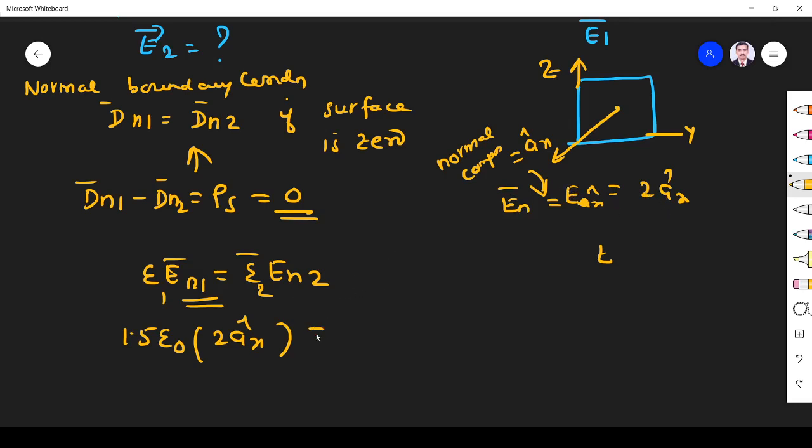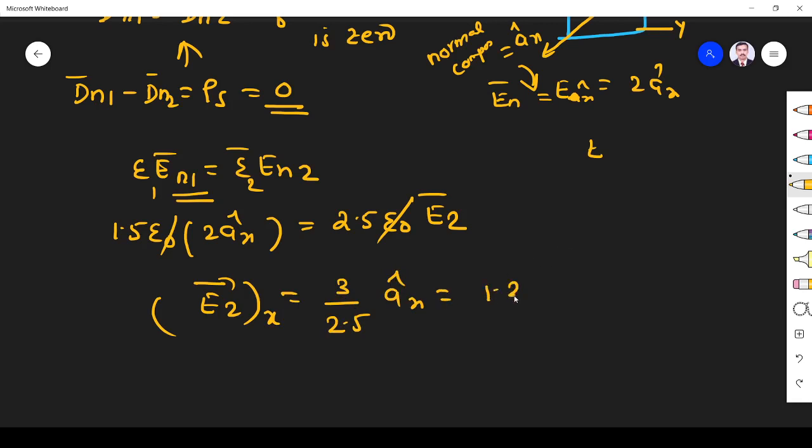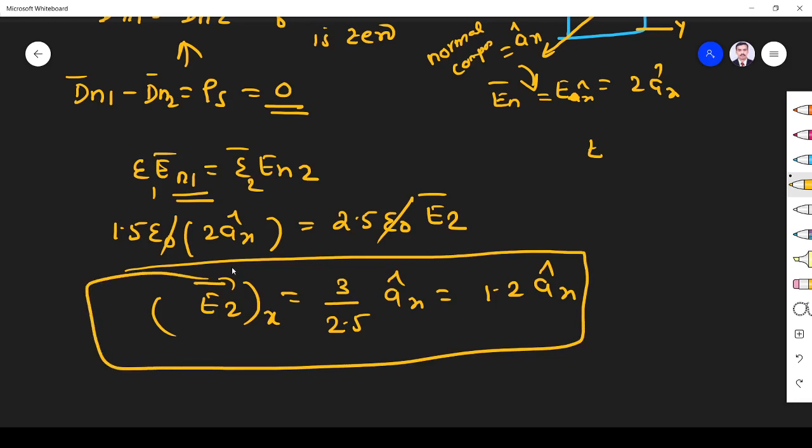That is equal to epsilon 2, which is 2.5 epsilon naught, times E2. If you simplify this, epsilon naught cancels, and E2x, the normal component, is 1.5 into 2, which is 3, divided by 2.5, so 3 by 2.5 is 1.2 ax. So we found the x component of E2 through the normal component.